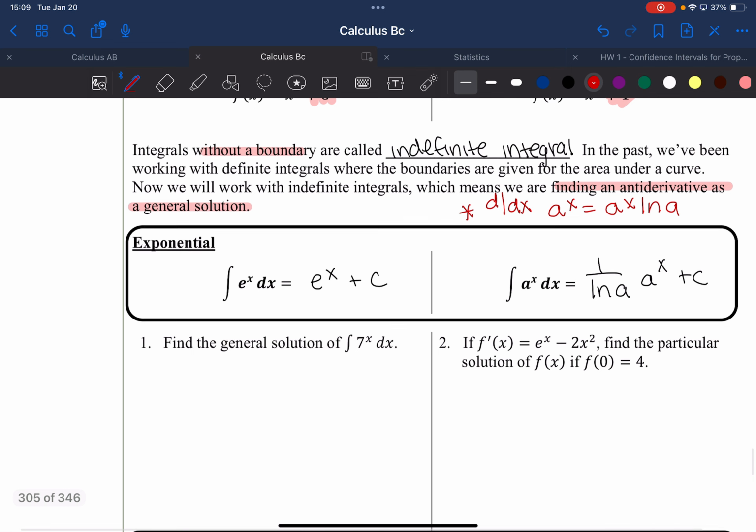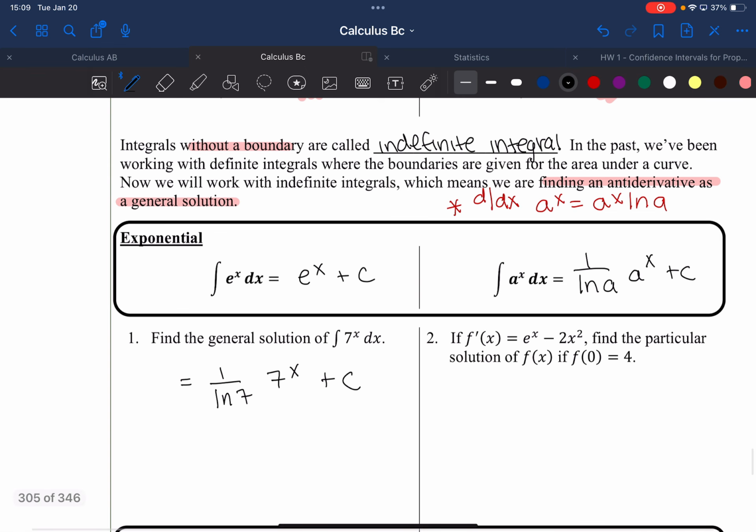So knowing these, we're able to find the general solution of the integral of 7 to the x power dx, and what would that be? Perfect. 1 over the natural log of 7, okay, times 7 to the x power plus c. In this case, we're just replacing a in that formula for the integral of a to the x with 7.